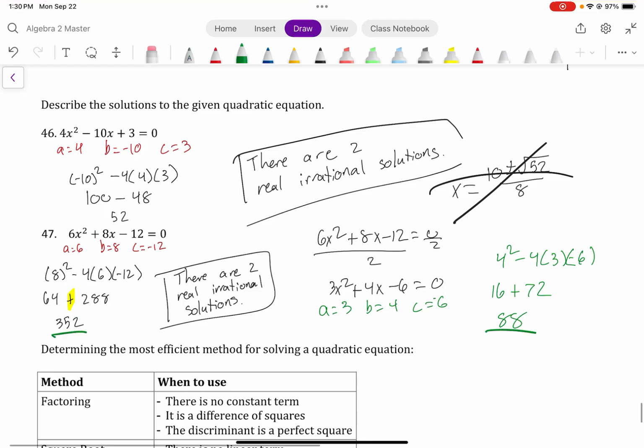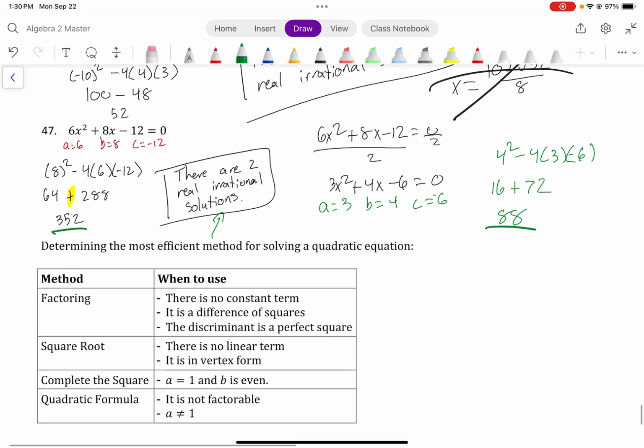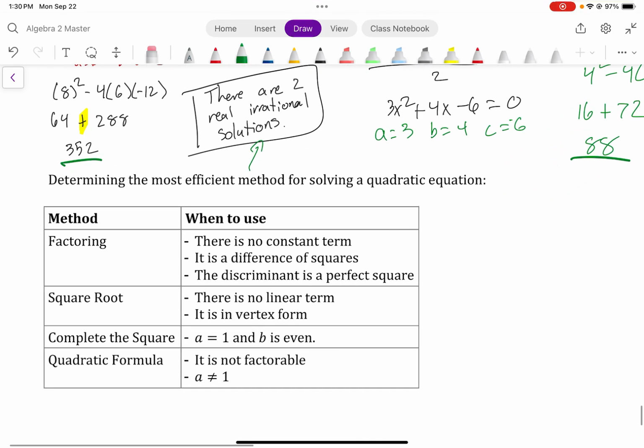They're completely different numbers, but they give me back the same idea. I simplified the numbers a little bit, made my calculations a little bit easier because everything had a common factor. Now, in your test, you're going to have to pick the most efficient method for solving a quadratic equation. I gave you a little table here at the bottom.